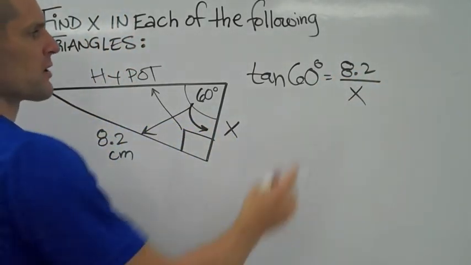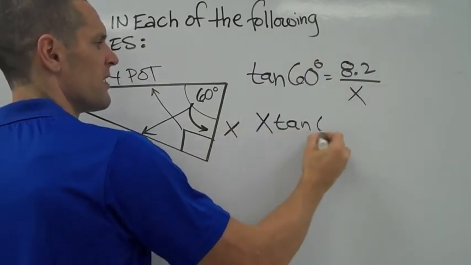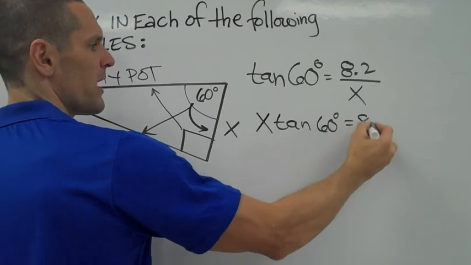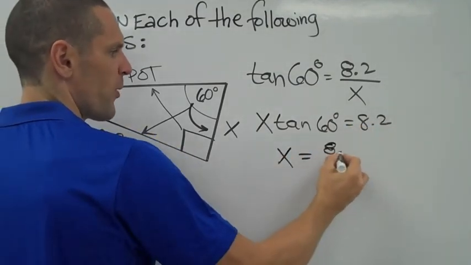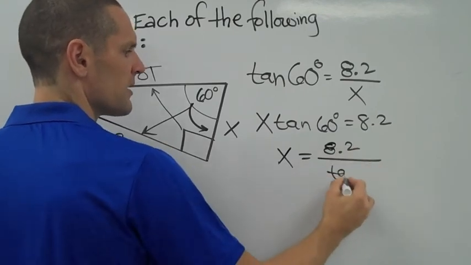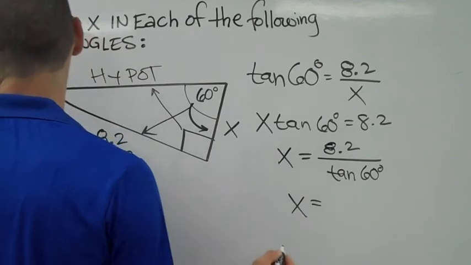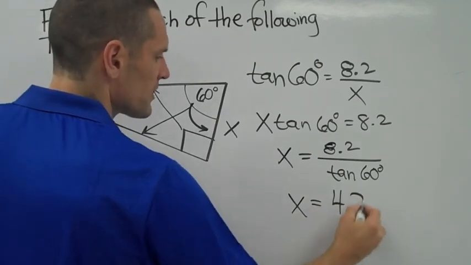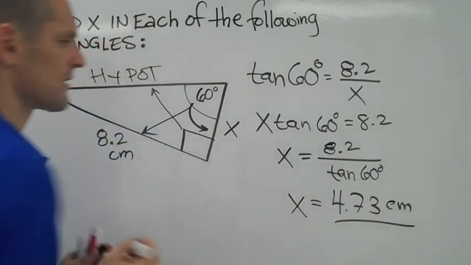I'm going to solve for x. So first I'm going to multiply both sides by x, so I get x tangent 60 is equal to 8.2, and then I divide both sides by tangent 60, so I get 8.2 divided by tangent 60. Make sure your calculator is in degrees, and finally you'll get x is equal to 4.73. It's a side, so that's centimeters to 3 sig figs.